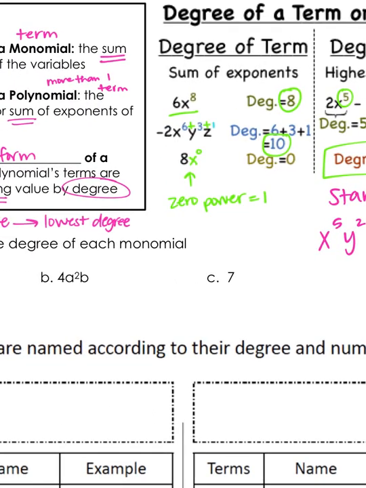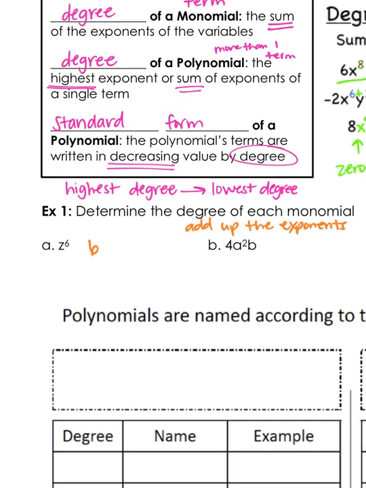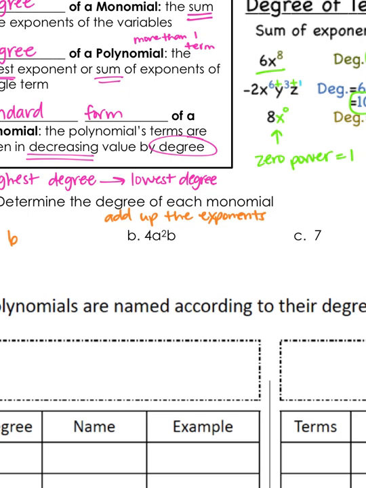So now we're going to do some examples finding the degree of the monomial. Monomials are nice because we just add up the exponents. So z to the 6th, that one's easy. There's only one, so my degree is 6. For 4a squared b, remember this is basically b to the 1st. So I'm taking 2 plus 1, that gives me a degree of 3.